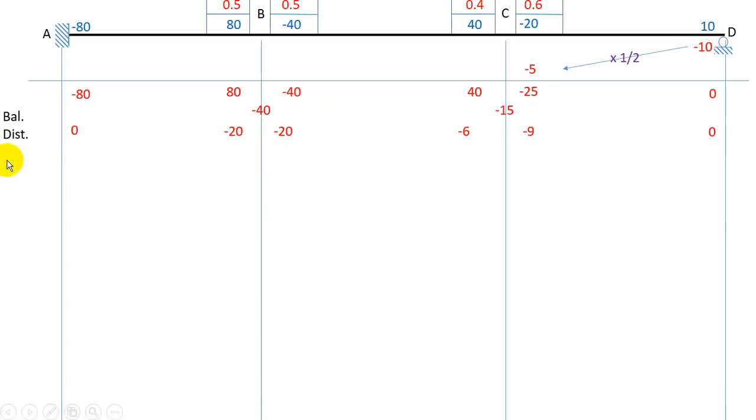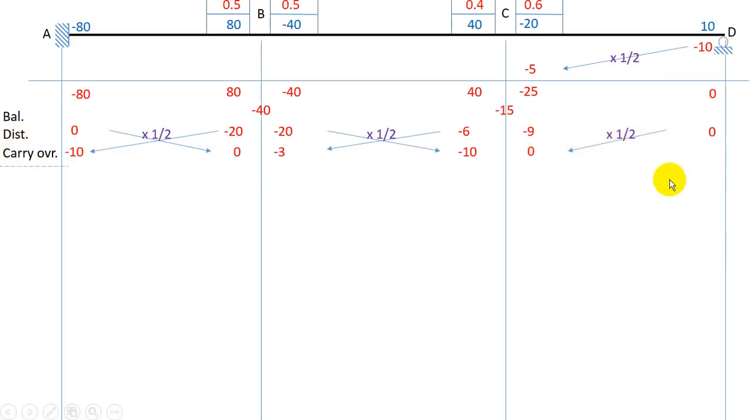Now the next step is carryover. Carryover means this moment comes here and becomes half. So half of 0 is 0 itself. Minus 20 has to be carried over here, and it becomes minus 10. So minus 20 into half is minus 10. Again here carryover. So minus 20 comes here, it becomes minus 10. Minus 6 comes here, it becomes minus 3. So this is my third step in the iteration process. This is one complete iteration in which the first step was balancing, the second distribution, and the third step is carryover.